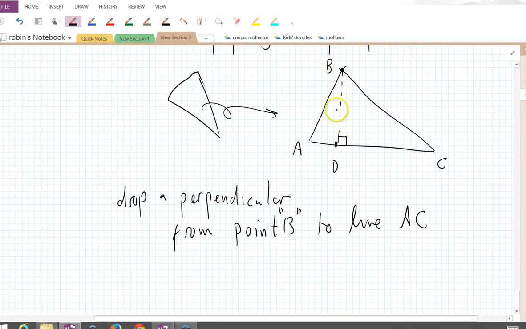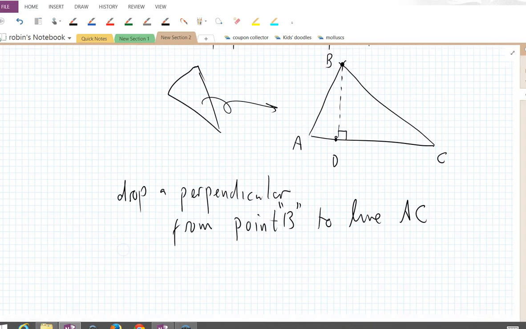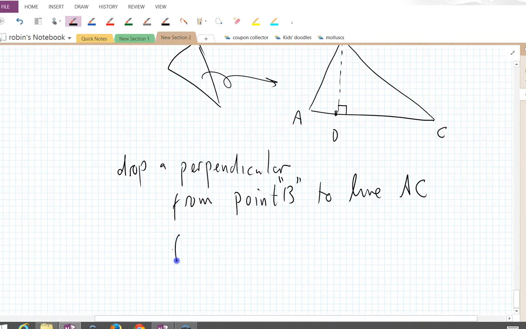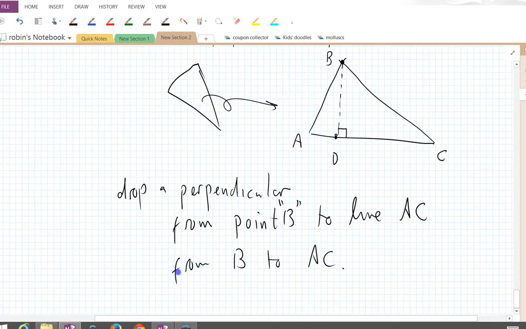It's like the closest point. I mean, we could try and draw a line over. We could draw a line anywhere, but we choose that particular point that's got this right angle. So it's the closest point along that line to that point. Sometimes you say from B to AC. Sometimes it can screw up.